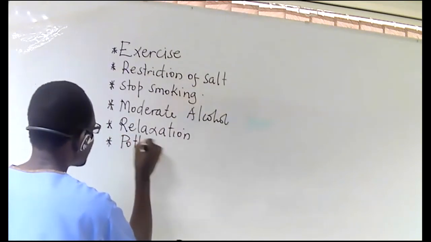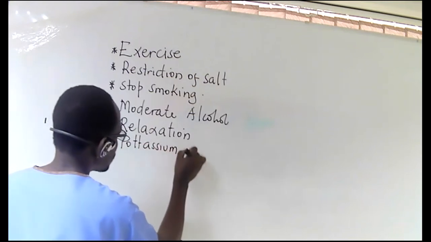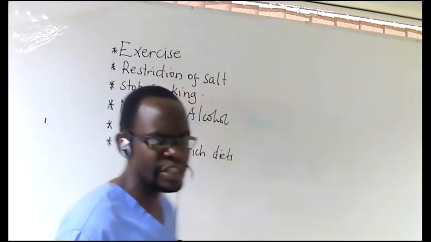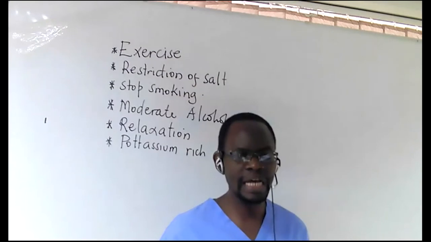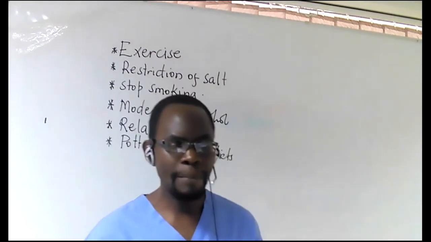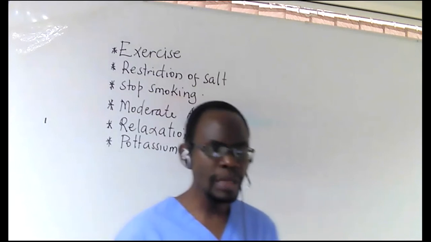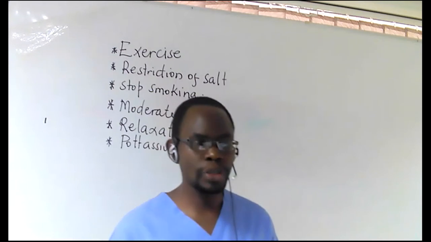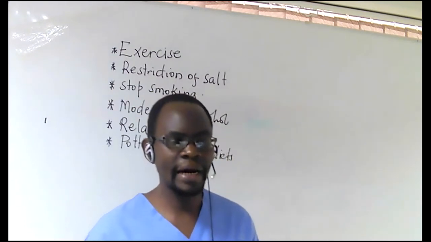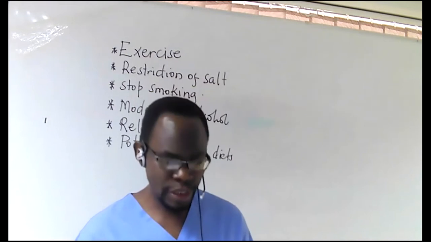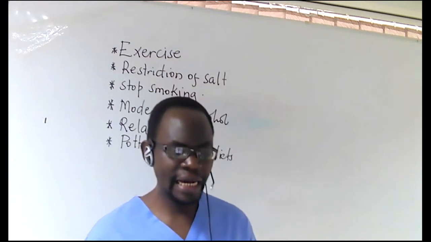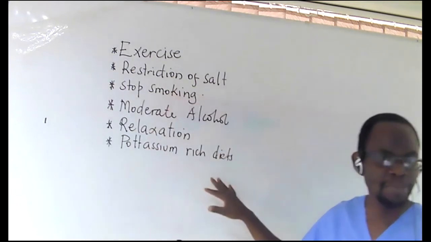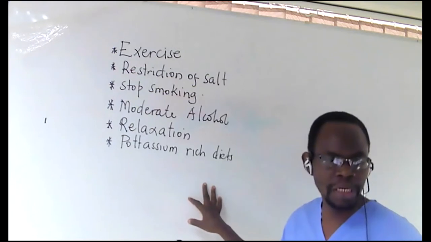Potassium-rich diets, and of course, by potassium-rich diets, we mean foods that are high in potassium. Things like sweet potatoes, bananas, apples, all these are rich in potassium.